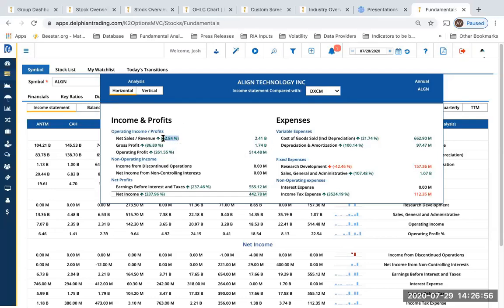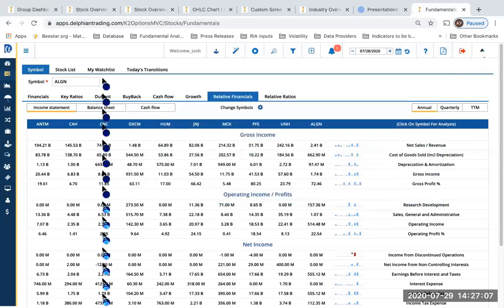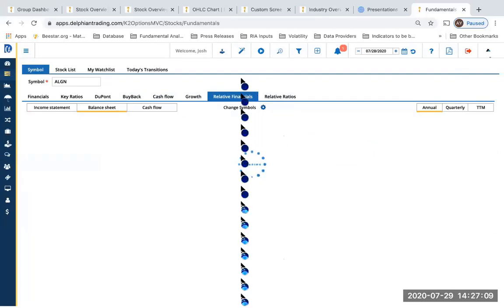Yeah. So revenue is 62% higher. Gross profit is around 86% higher. Operating profit is also higher. So by all means, I think ALGN is doing well. From a balance sheet standpoint also, we can do the same thing.